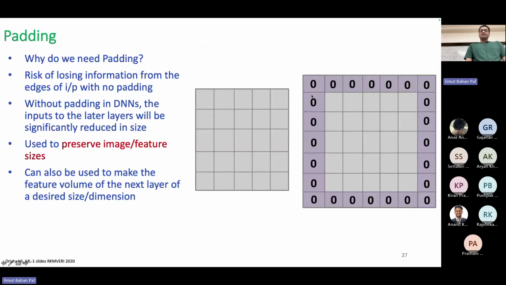One operation in CNN is padding. So why do we need padding? In general, we risk losing information from the edges of the input with no padding. And without padding in DNNs, the input to the later layers will be significantly reduced in size. So padding is generally used to preserve image or feature sizes, and can also be used to make the feature volume of the next layer of a desired dimension. These are mostly used in segmentation, when we are upsampling an image.